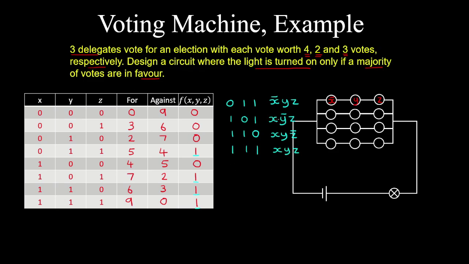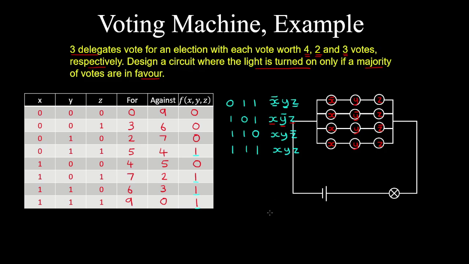So again, if this second expression here is true, where x is 1, the complement of y, being the complement of 0, is 1, and z. So these literals must all be true for the light to switch on. And then we have x, y, and the complement of z to get all 1s for the light to switch on. And then we have x, y, z. So we put these switches in parallel because one of those expressions must be true for the light to switch on.